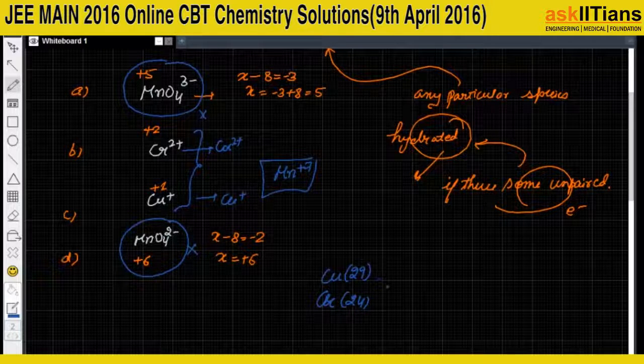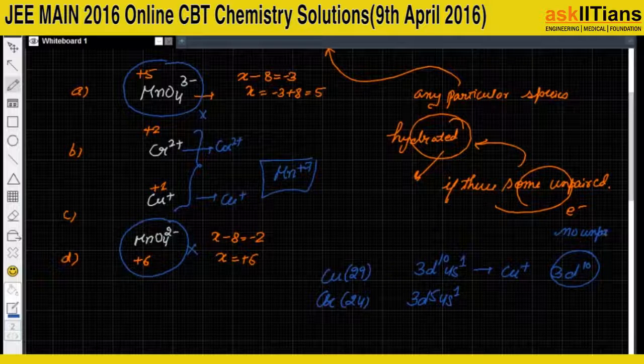Now if I ask you to write down the electronic configuration, we say that for copper this should be 3d10 4s1, and for chromium this is 3d5 4s1. Now if I ask you to write the electronic configuration for copper plus, it comes out to be 3d10. That means there are no unpaired electrons. Whereas for chromium 2 plus, the oxidation state will have 3d4. That means there will be 4 unpaired electrons.